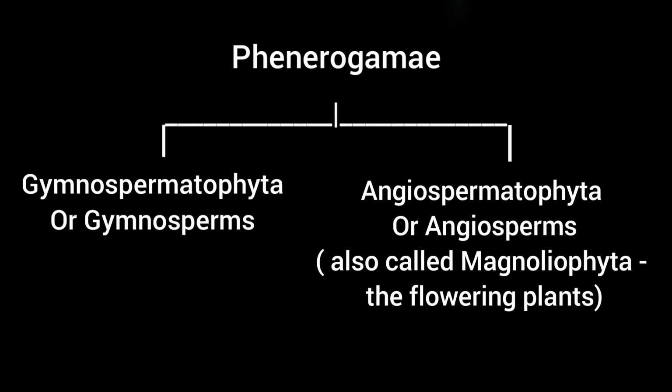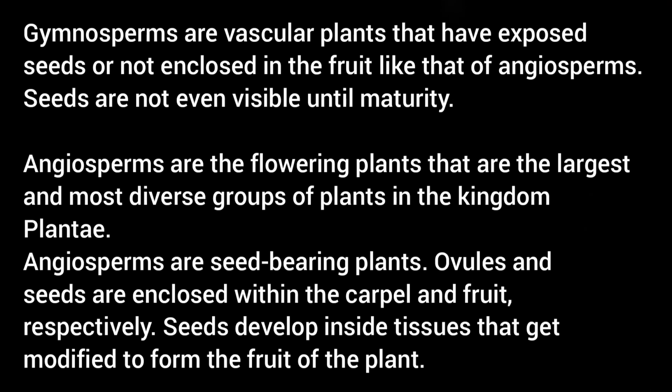The flowering plants. Gymnosperms are vascular plants that have exposed seeds, not enclosed in a fruit like those of angiosperms. Seeds are not even visible until maturity. Angiosperms are the flowering plants, the largest and most diverse group of plants in the Kingdom Plantae. Angiosperms are seed-bearing plants. Ovules and seeds are enclosed within the carpel and fruit, respectively. Seeds develop inside tissues that get modified to form the fruit of the plant.